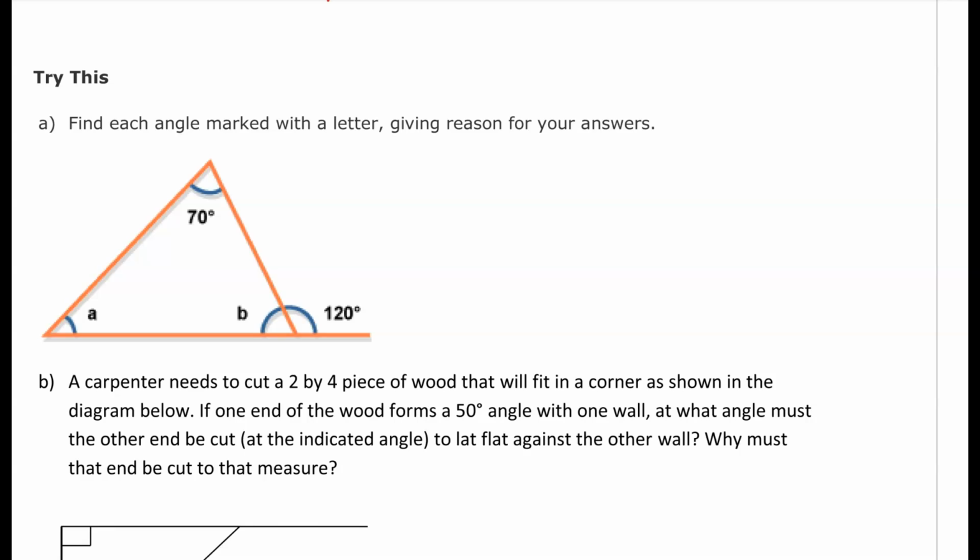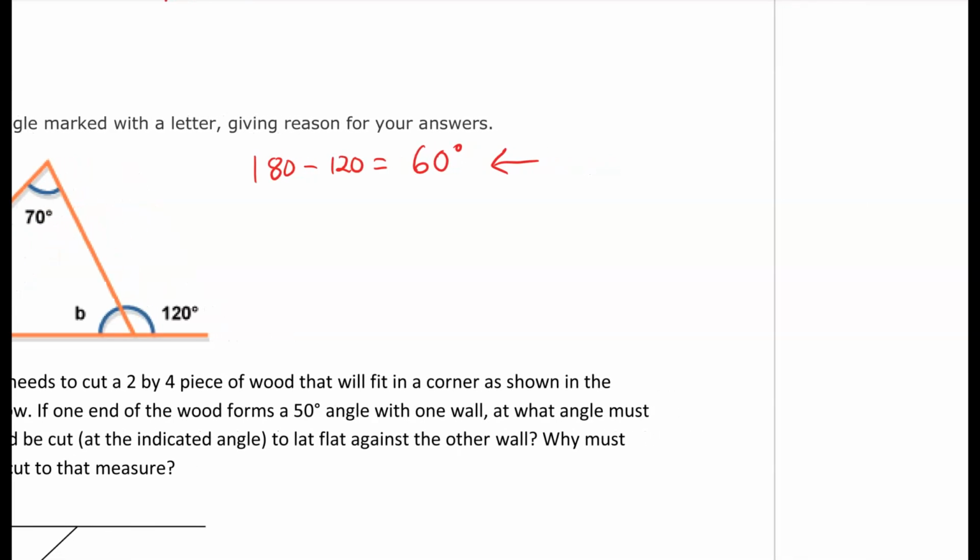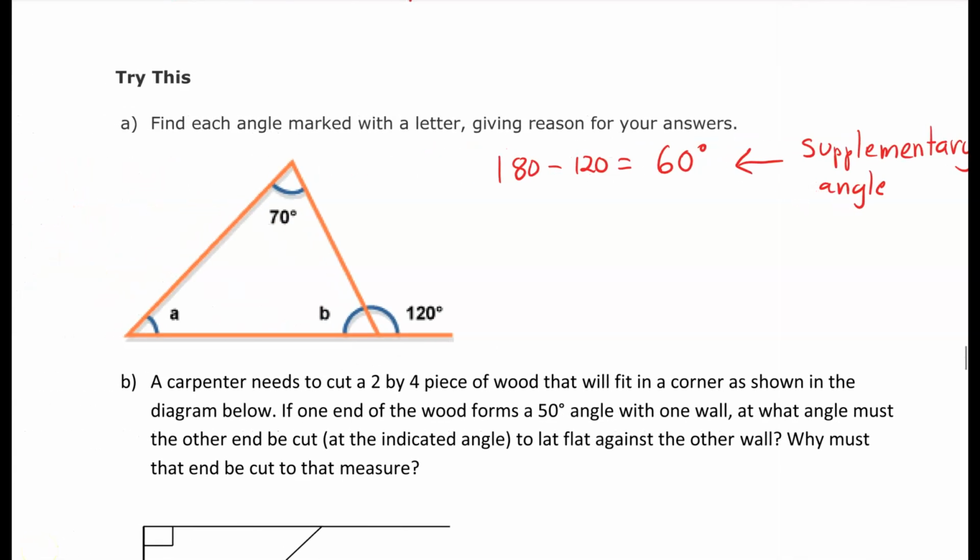But by having that 120 degrees, we can go with 180, subtract 120, and this will give us an angle of 60 degrees. And this is what type of angle? It would be a supplementary angle. So we know that B equals 60 degrees. So from here to here, we have a 60-degree angle.